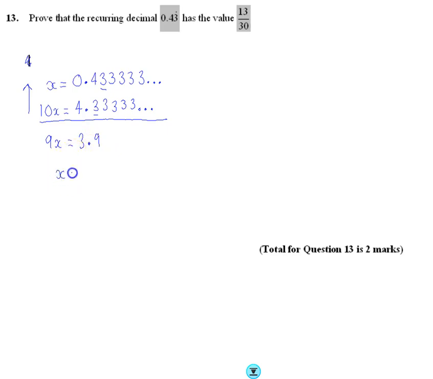So to work out my value of x, I'm going to just divide through by 9. So 3.9 over 9. We don't really like decimals in fractions, so we're going to write the equivalent fraction, 39 over 90, and then I'm going to divide top and bottom by 3, which is 13 over 30. And this is what we wanted, so we've proved it.